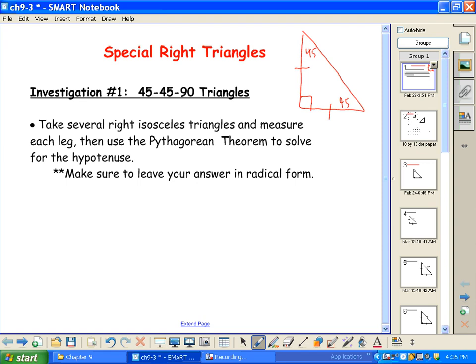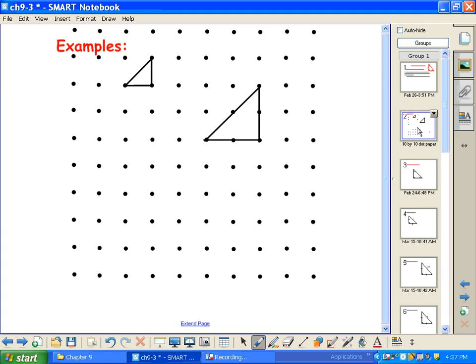So what we're going to be doing is, in a minute, Mrs. Gabrielle is going to be giving you a worksheet that has, I think, 8 right triangles on there, isosceles right triangles, that we are going to count their sides, measure their sides, and then calculate the third side, the unknown side. So up here I have an example of what you're going to be seeing. I only have 2 examples, but you should be able to get the idea of what I need you to do.